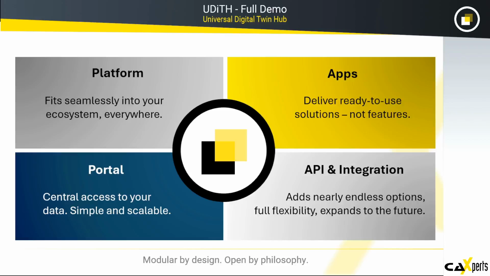And the API and the integration. The Universal API adds nearly endless options and full flexibility to expand to the future as mentioned before. And this allows you, for example, together with the apps, to create your own apps or have custom integrations prepared. And again, all of this together integrates seamlessly into the platform and the portal. That's what makes UDiTH an overall unit, but modular by design and open by philosophy.